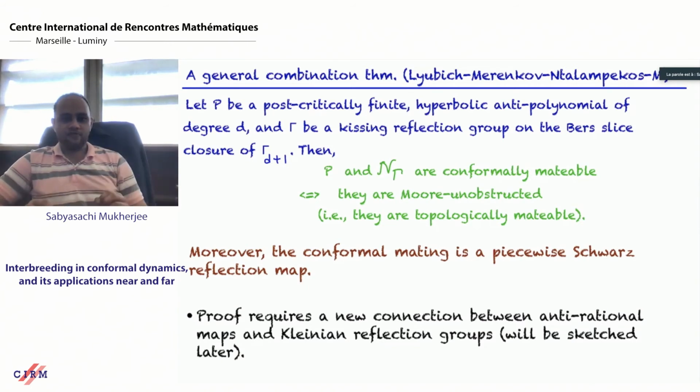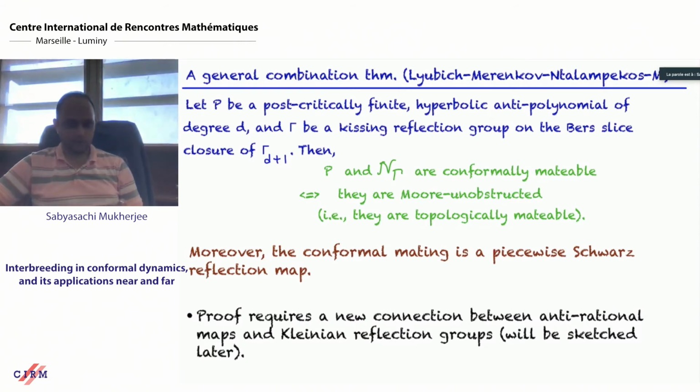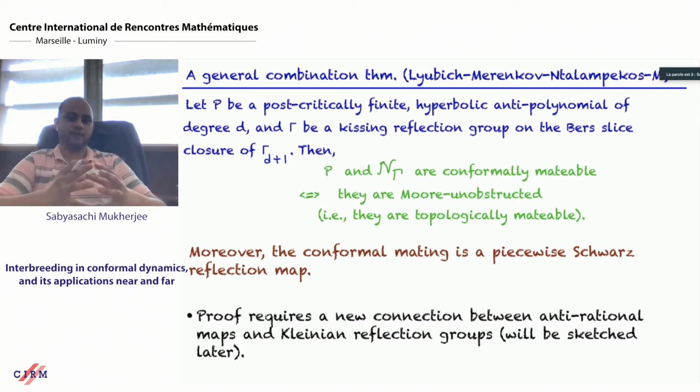Now, the principal difficulty in proving this theorem is that we don't have a Thurston theorem. When you try to mate two polynomials, post-critically finite, let's say, obviously you try to apply Thurston's theorem. And the reason you can do that is that the topological mating of two polynomials is going to be a branched covering of the sphere.